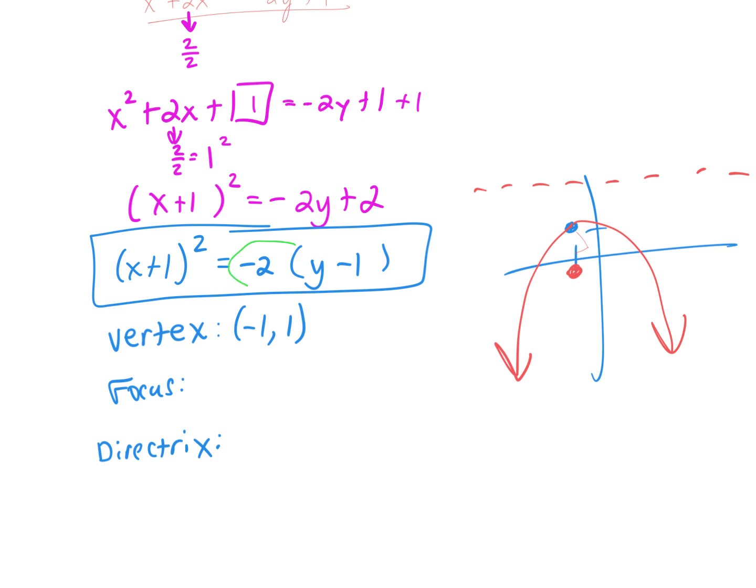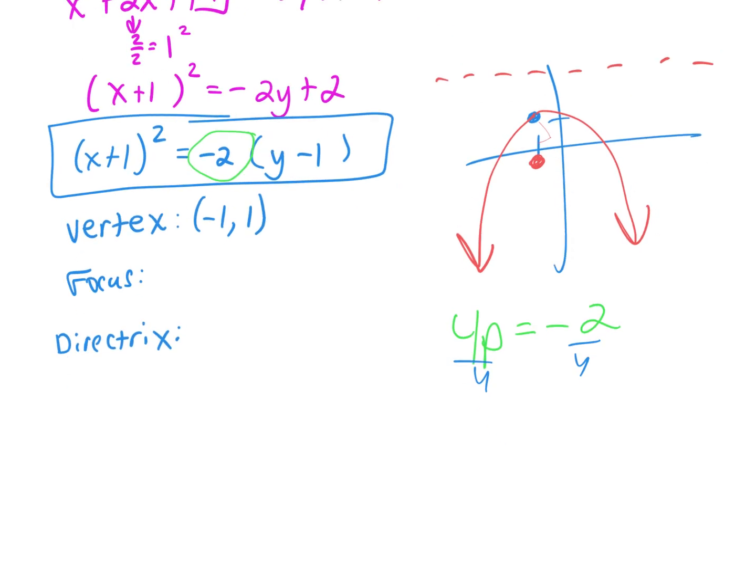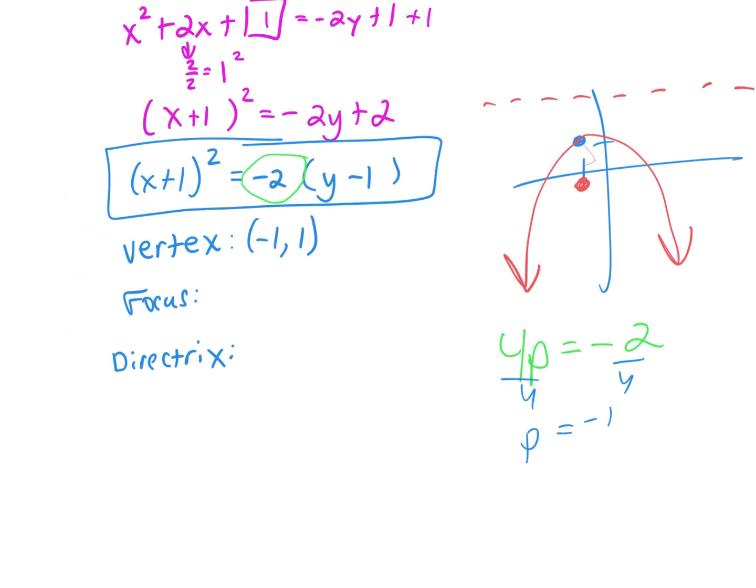It's right here, right? Is p negative 2? Look at the formula. 4p equals negative 2, right? So what would you do to both sides? Divide by 4. So you found out that your p-value is negative 1/2.